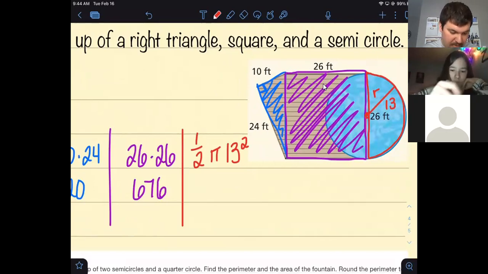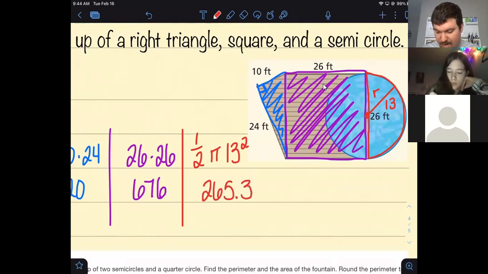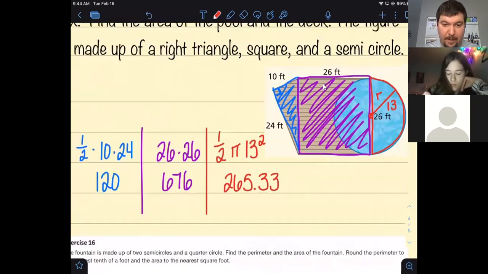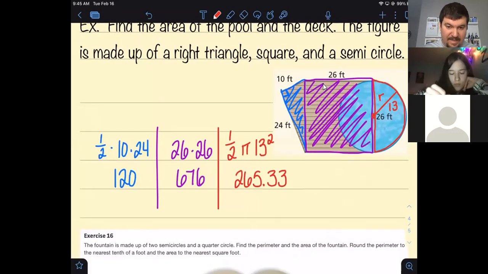So 13 times 13 times 3.14 is 530.66, but we're going to divide that by 2 because it's a semicircle, and that's going to give us 265.33. If you're using the pi button, you're going to get something a little bit different from that. And then we can add that with the square, which was 676. We can add that with the triangle, that was 120.